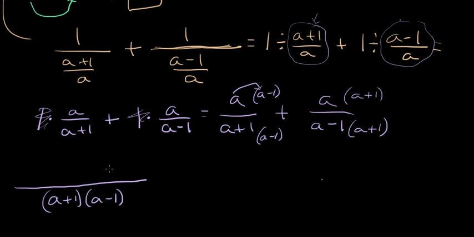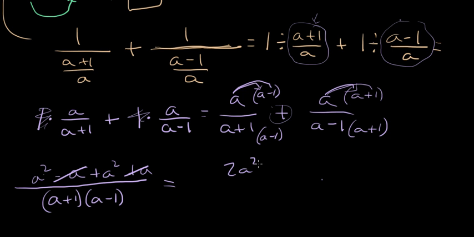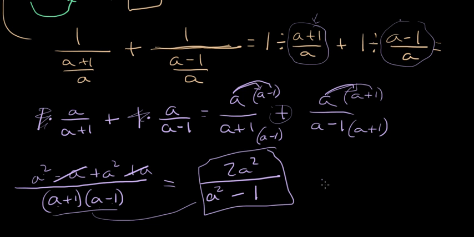I have a times a is a squared. A times negative 1 is negative a, plus a times a is a squared. A times 1 is plus a. Simplifying, cancel, cancel. What do I have? A squared plus a squared, which is 2a squared, over. Now these are conjugates, and so conjugates end up being a squared minus 1. And I can't do anything with that.